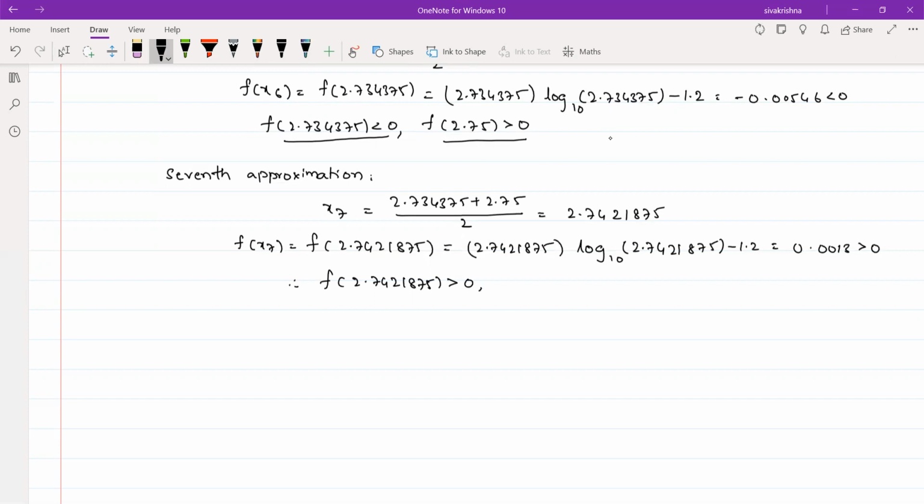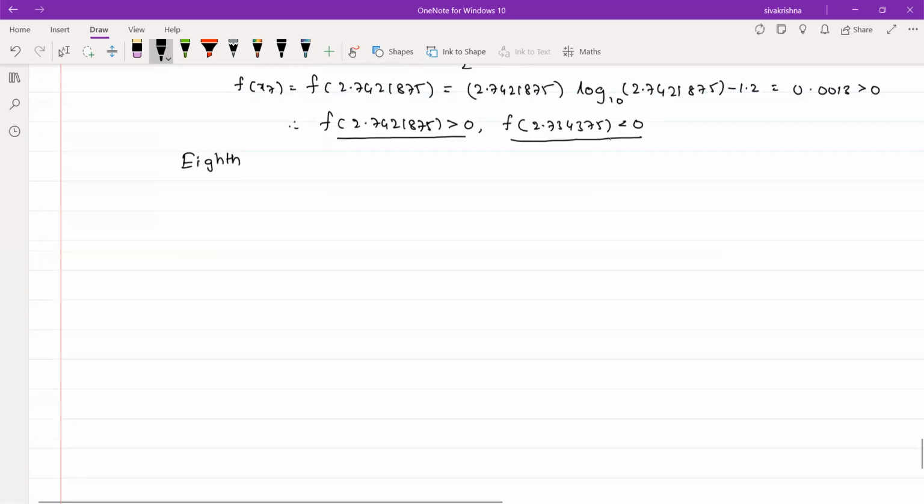Once again we have to carry the negative value from the above step. So f of 2.734375, which is a negative value. So we have to underline these two terms once again in order to find the next approximation. So coming to the eighth approximation, that is x8.